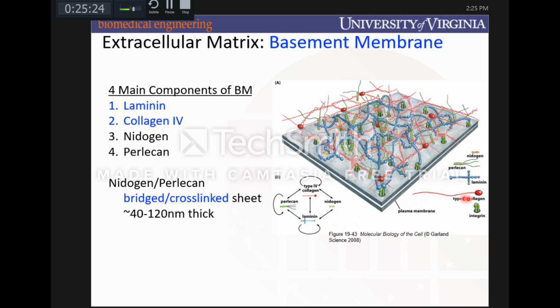And the big structural components of this network are going to be laminin and type IV collagen. And then we'll see that perlecan and nidogen are what bind one mesh network to another mesh network. So they're the cross-linking agents that actually let the meshes work together and not just be 2 separate meshes moving around.